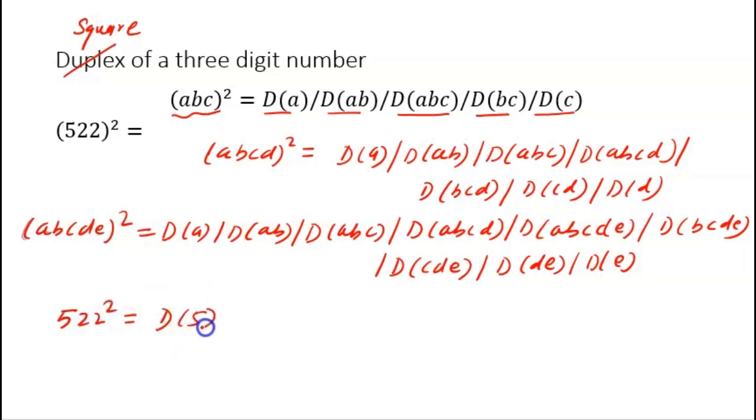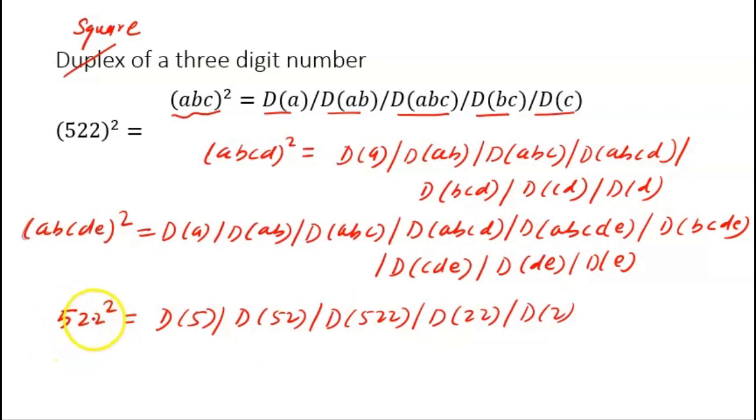Duplex of 5, then duplex of 52, then duplex of 522, then duplex of 22, and then duplex of 2. So if there is a 3-digit number, there are 5 duplexes that I am calculating. First term, nothing to worry about, I will just write 25. Now 5 into 2 into 2, 2AB, that is for a 2-digit number. So 5 into 2 is 10 and 10 into 2 is 20. I will write 20, but while writing 20, I will write 0 in this place and 2 under it, so that this 2 can be taken to the left side.